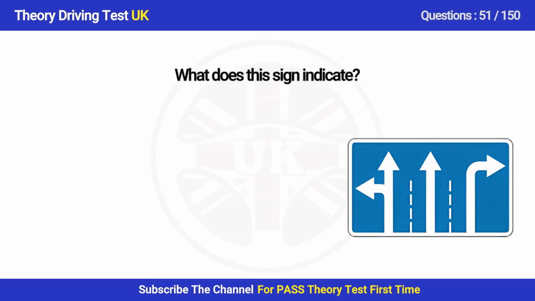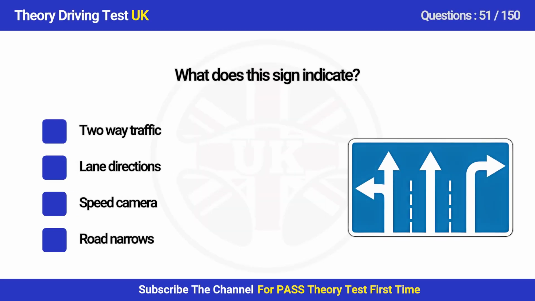Question 51. What does this sign indicate? A. Two-way traffic. B. Lane directions. C. Speed camera. D. Road narrows.